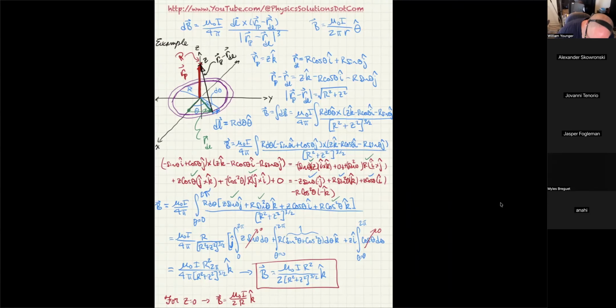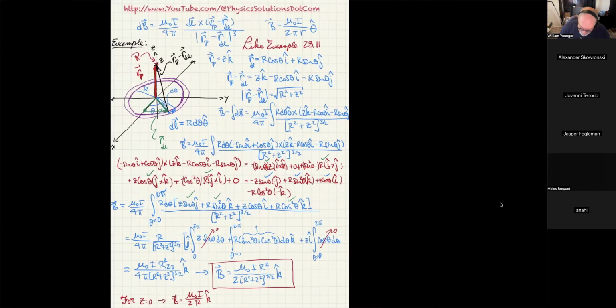So we've just completed another example using the law of Biot-Savart, and this is not unlike example 28.11. Now I'm going to do an example that uses the Biot-Savart law, but it's a little bit odd. And in fact, this one's going to be example 28.12.